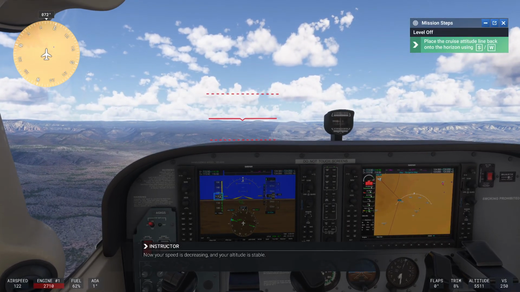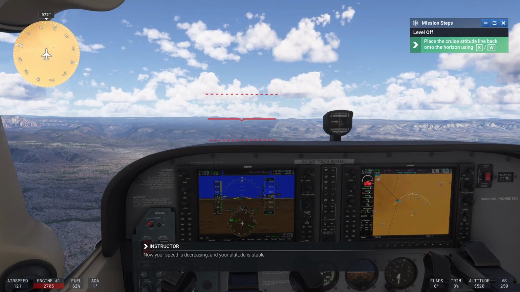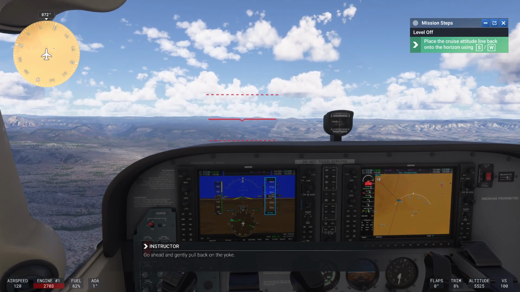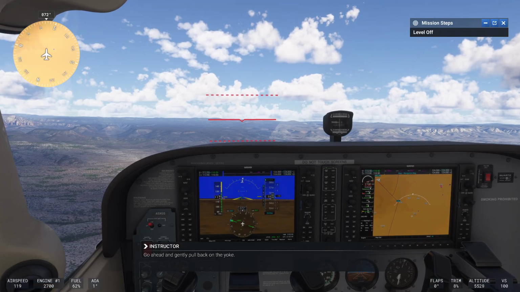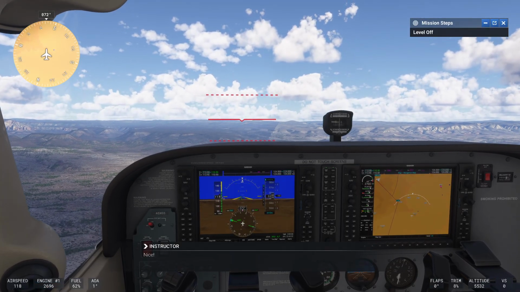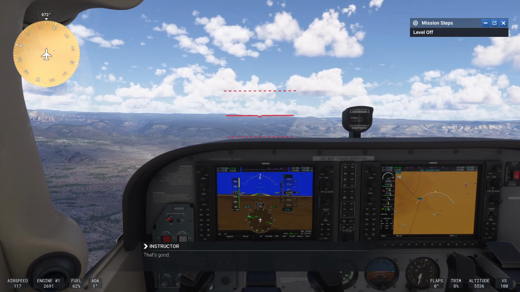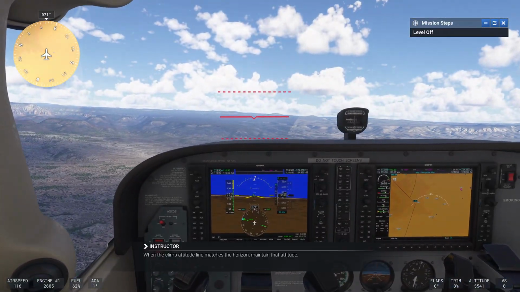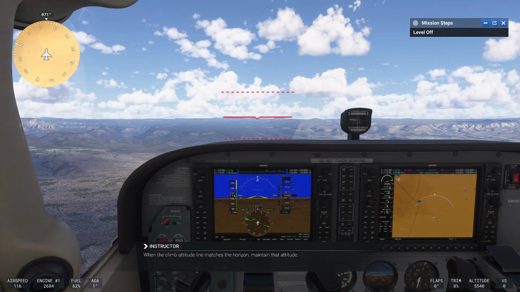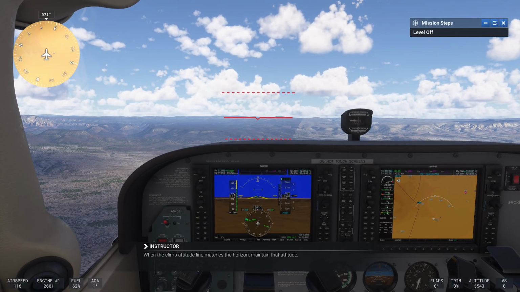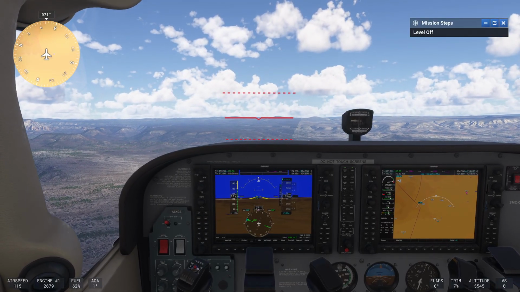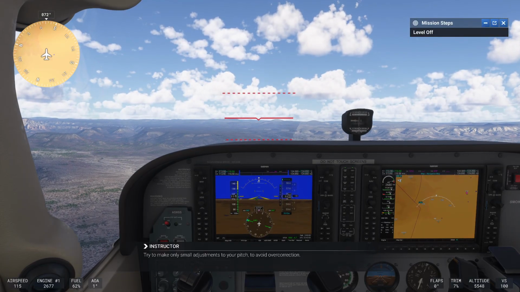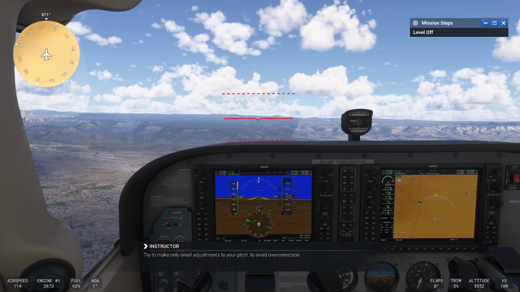Now your speed is decreasing and your altitude is stable. Go ahead and gently pull back on the yoke. Nice. That's good. That's okay. When the climb attitude line matches the horizon, maintain that attitude. Try to make only small adjustments to your pitch to avoid overcorrection.